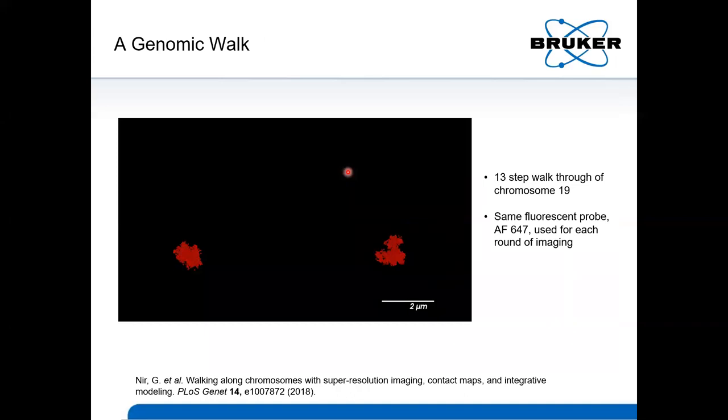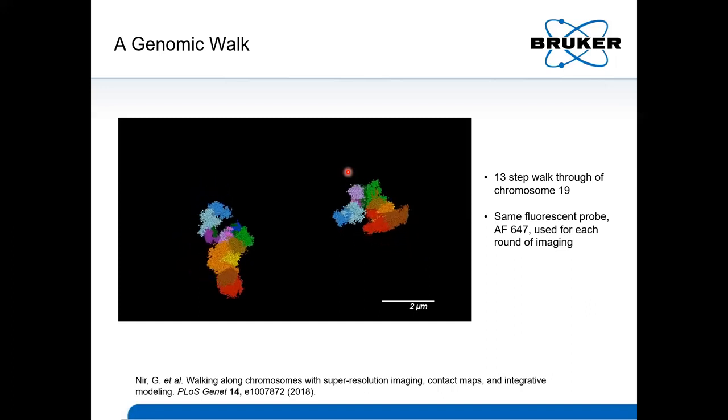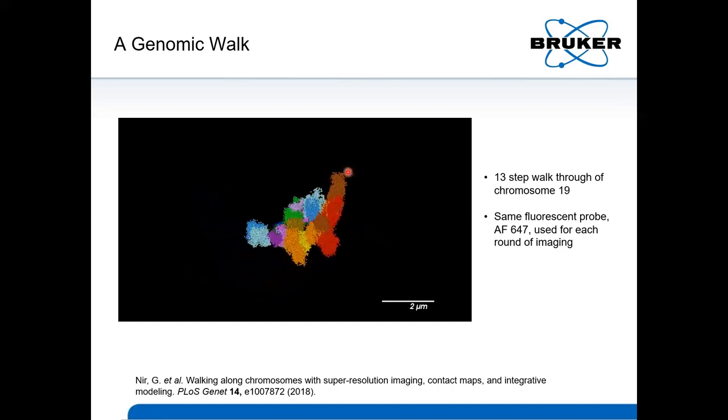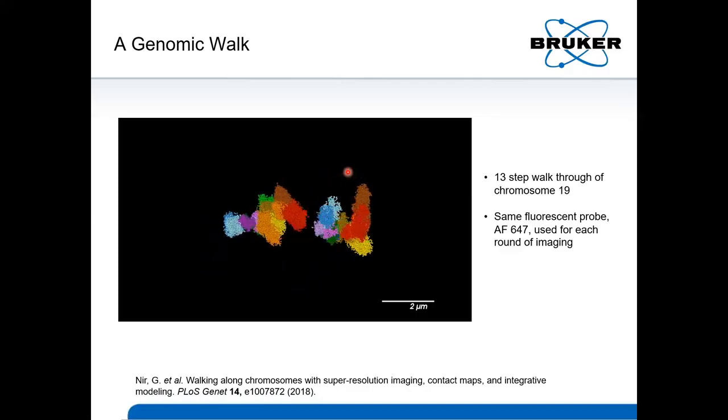This video shows a 13-step walkthrough of chromosome 19. Because of the sequential nature of the experiment, the same fluorescent probe, Alexa Fluor 647, which happens to be the best fluorescent probe for single molecule localization microscopy, was able to be used for each round of imaging.